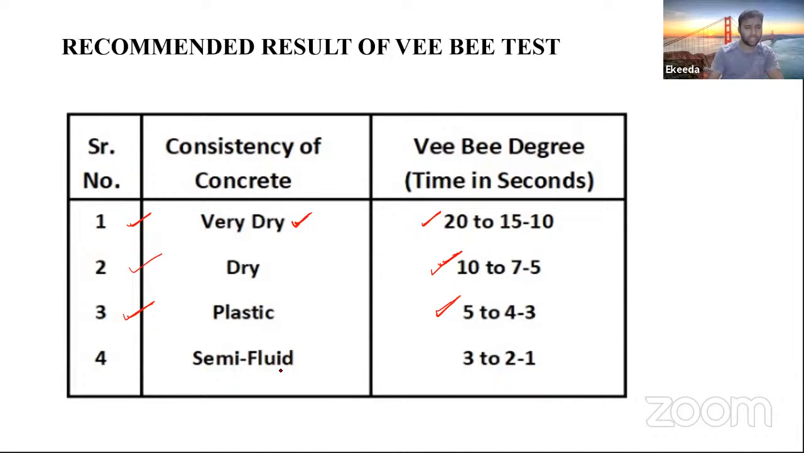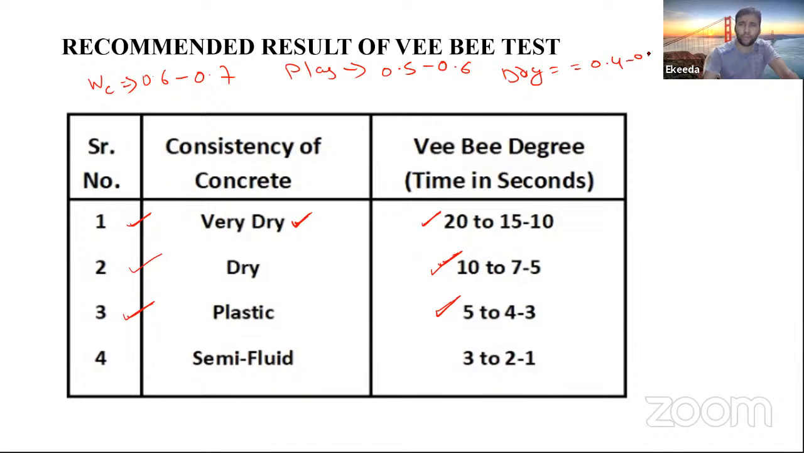We can say that the semi-fluid concrete has a water cement ratio in the range of 0.6 to 0.7. Now for plastic concrete, it will generally have a water cement ratio in the range of 0.5 to 0.6. For dry concrete, it will be between 0.4 to 0.5, and for very dry concrete it will have a water cement ratio of less than 0.4.